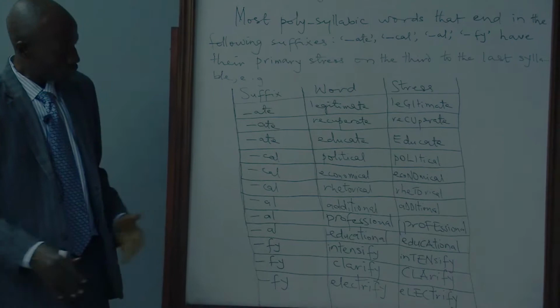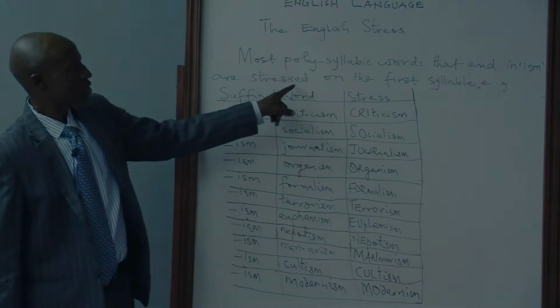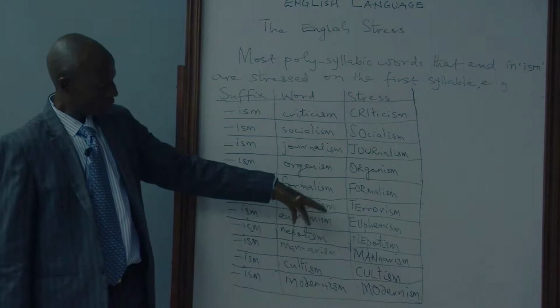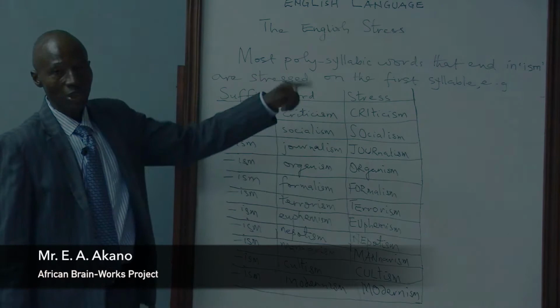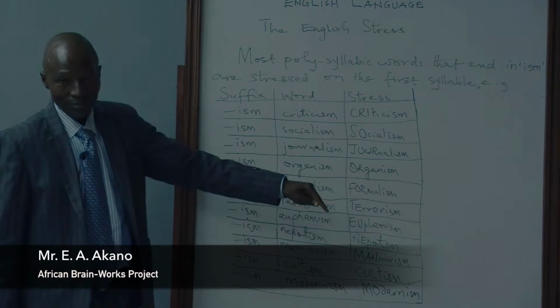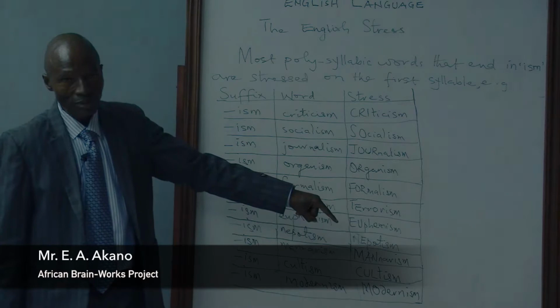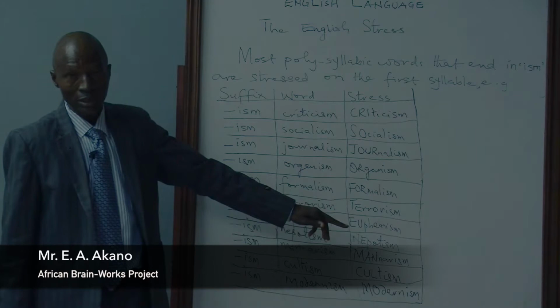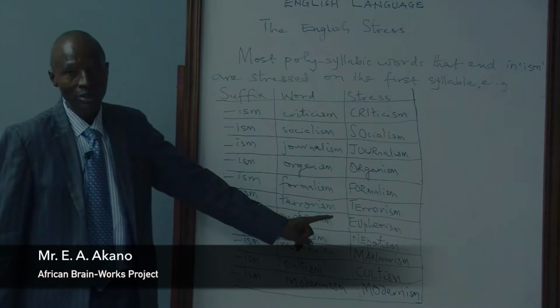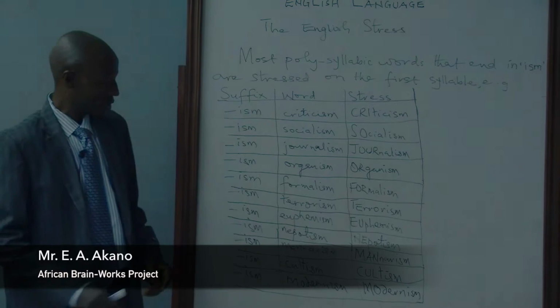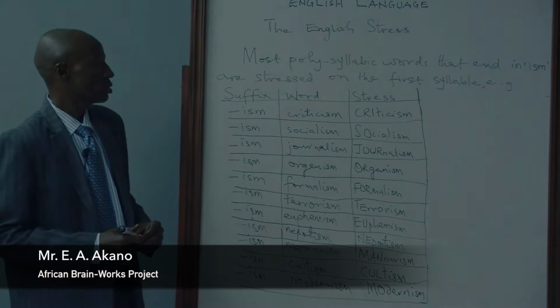Most polysyllabic words that end in ISM are stressed on the first syllable. I say most, take note. Later I will tell you those that do not abide by the idea. Alright, we have criticism. You know some people say criticism. Socialism. Journalism. Urbanism. Formalism. Terrorism. Not terrorism. Terrorism. Euphemism. You know, remember in literature? Euphemism. Nepotism. Mannerism. Cultism. And of course, modernism. So those are some of the words that we are able to write. There are so many other words that end in ISM but have the first syllable stressed.